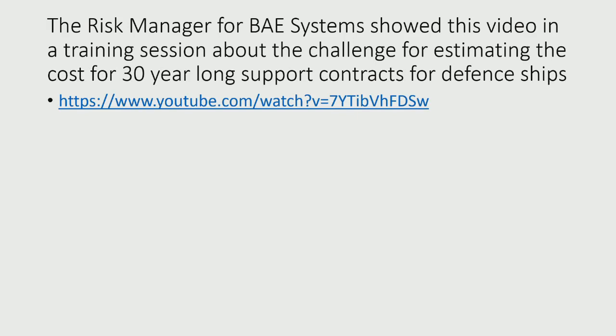I think this was a video which was shown by a risk manager from BAE Systems in a training event, saying, when we've got these new availability contracts, we've got to somehow predict the cost of things in 10, 20 years in terms of upgrade cycles, maintenance, reliability. It's really difficult. How can we manage this? So he used to show, hopefully this works, this video. This is how to predict the cost of a 20-year support contract.